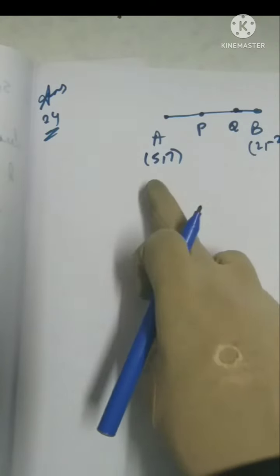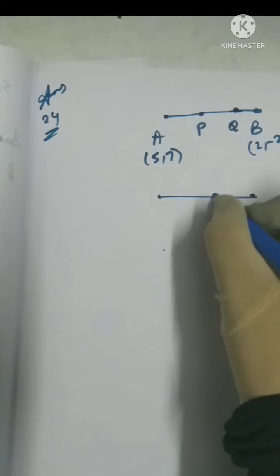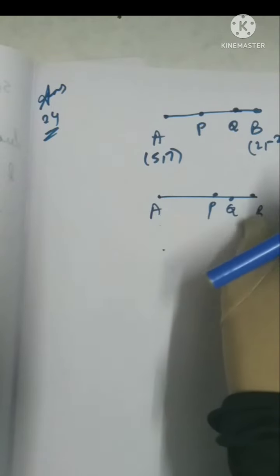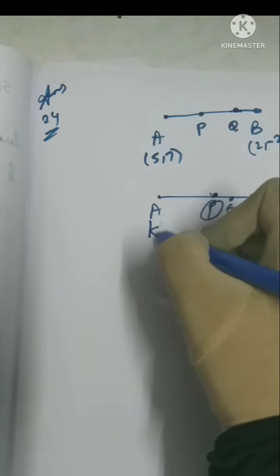So here A is given as (5, 7) and B is given as (2, -2). First we'll write for P. For P, see here, this is P, this is Q, right? This is A and this is B. They are not divided into equal parts, but first part, second part, third part. So for P, we are going to see from here to here, right?